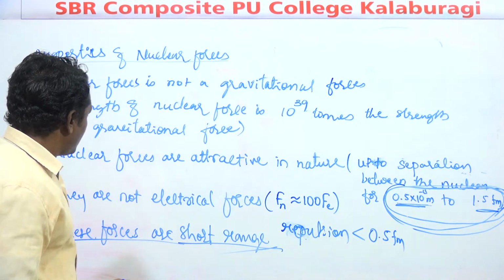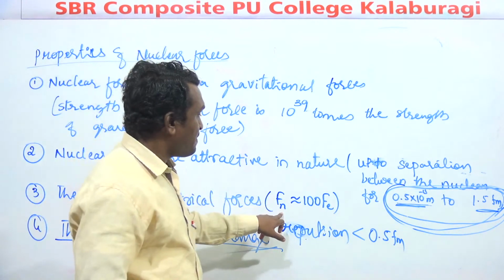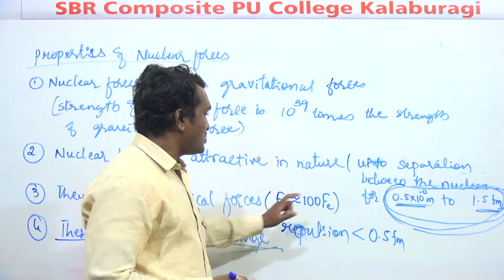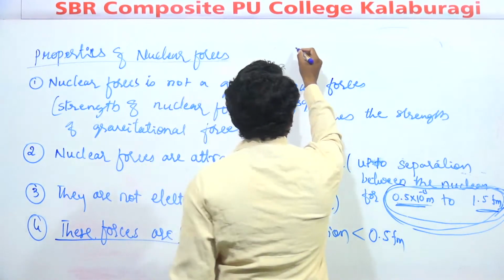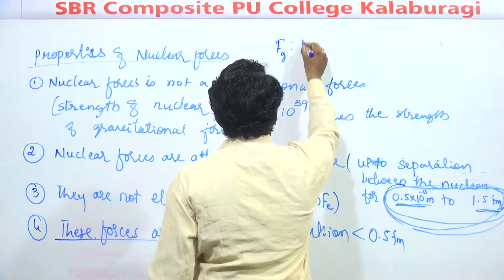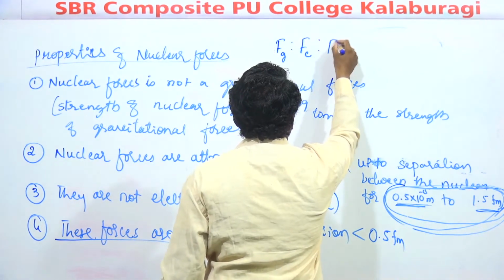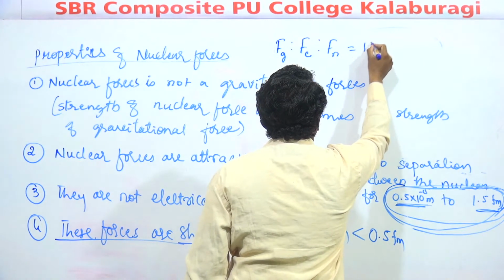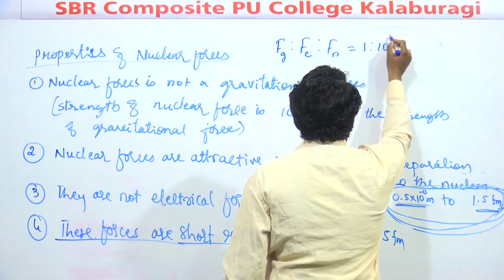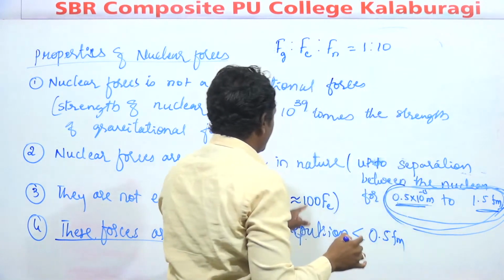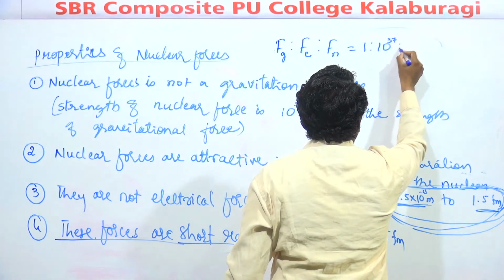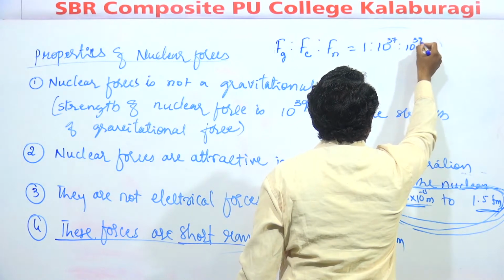That means when we compare the strength of nuclear force with electrical force, it is 100 times. Here we can have a comparison of the strength of gravitational force with the strength of the electrical force and with the strength of the nuclear force. The strength is found to be about 10 to the power 37, and here it is 10 to the power 39 times.